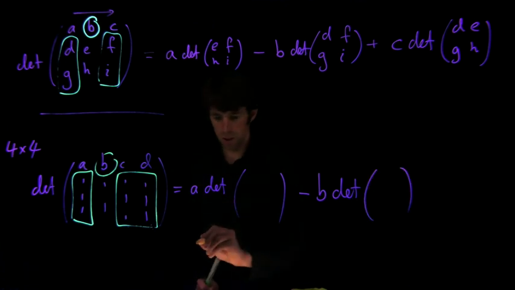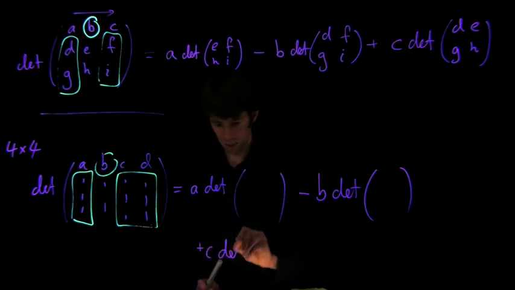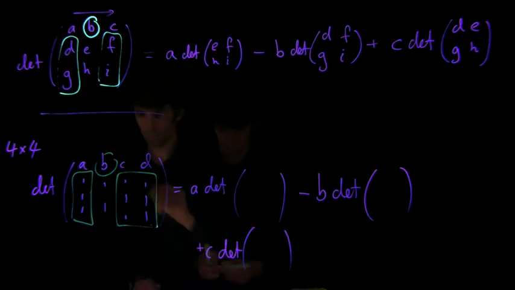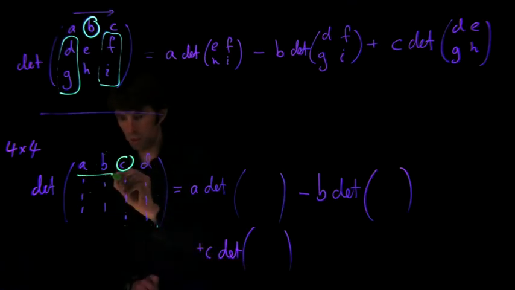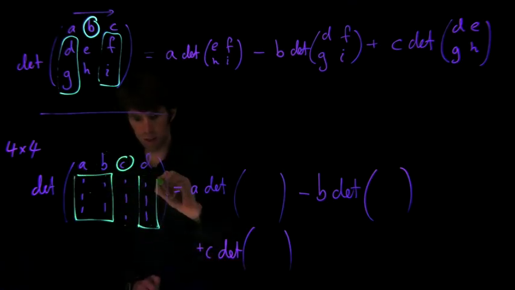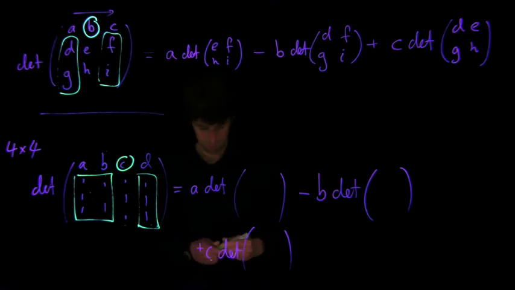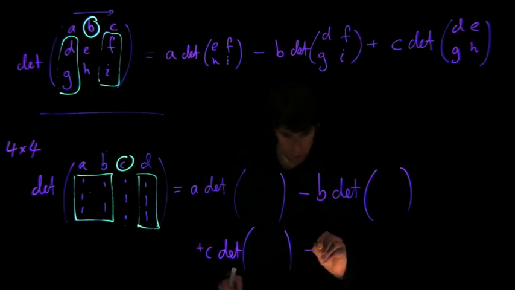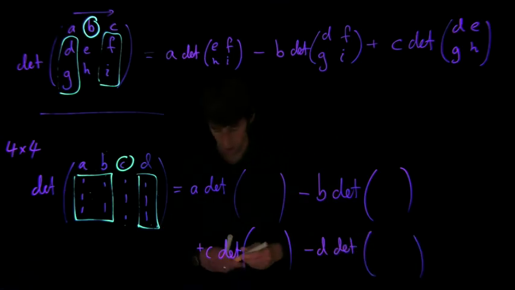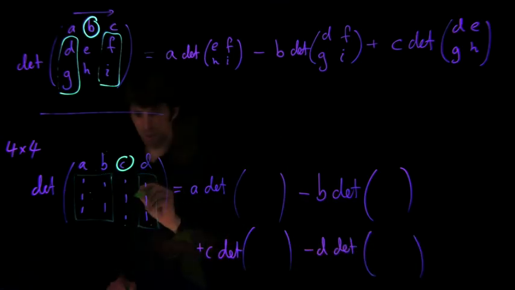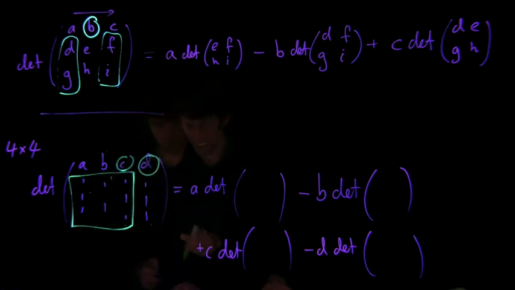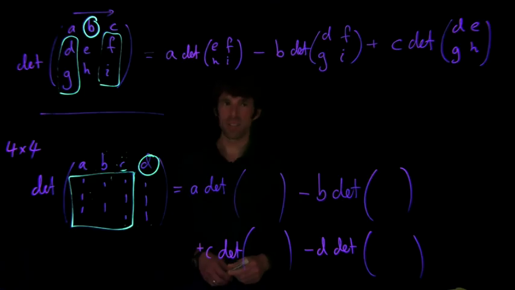And then I keep going, so it's plus c times the determinant of the complementary 3 by 3 block. So c is there, and the complementary block is these two columns and this column. And the last one: c was a plus sign, so now it's a minus sign again, minus d times the determinant of the complementary 3 by 3 block. So the complementary 3 by 3 block for d was this block here. Okay, so that's a 4 by 4 determinant.